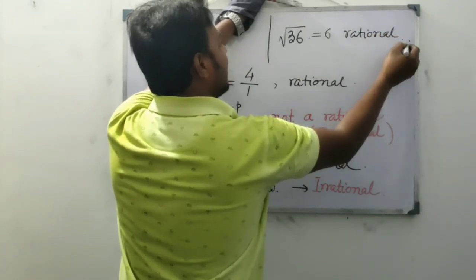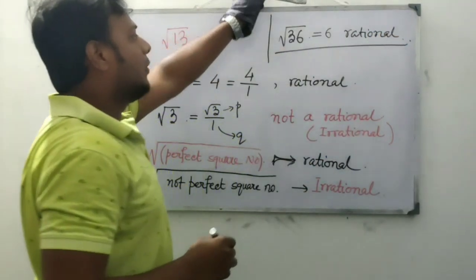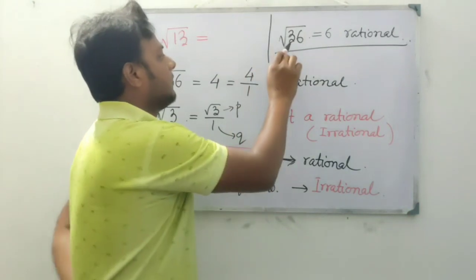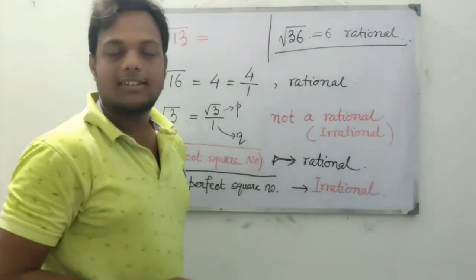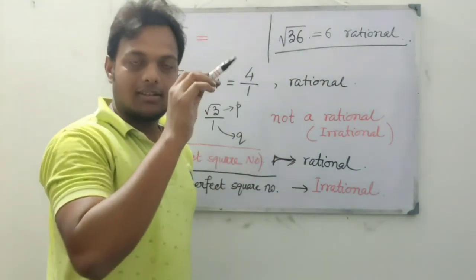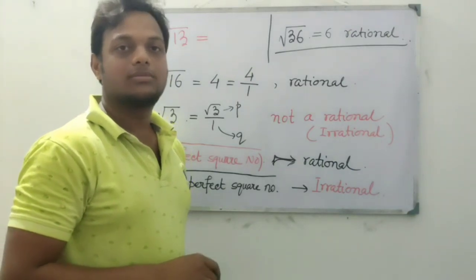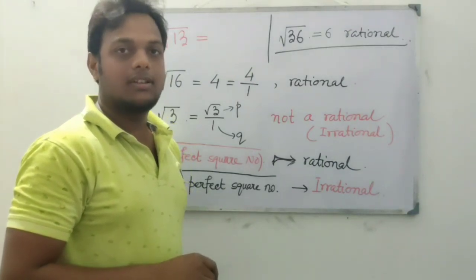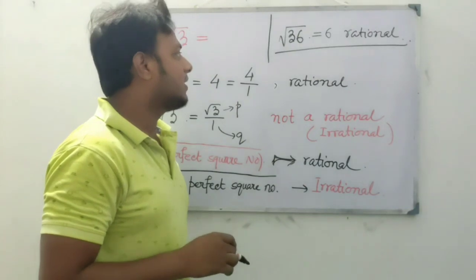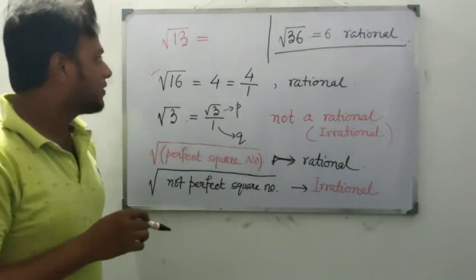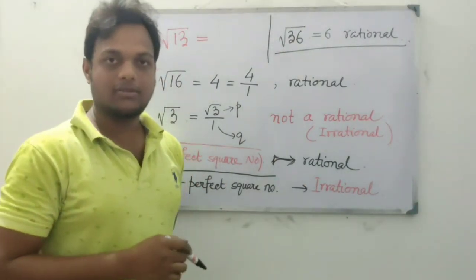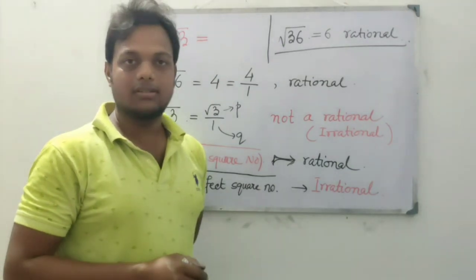So to get a rational number, we must have a perfect square number inside the square root. Is it clear? And if a not perfect square number is there, then it is irrational.